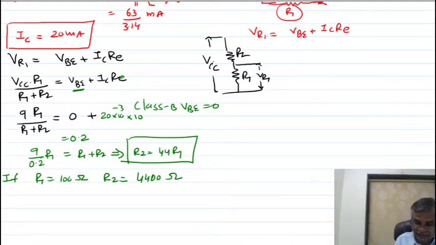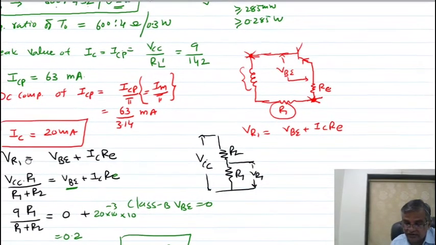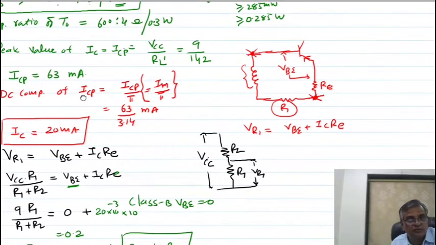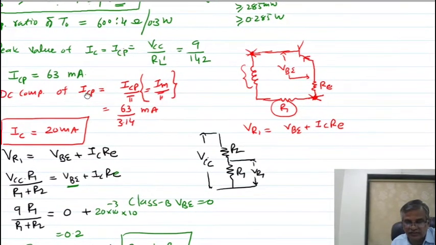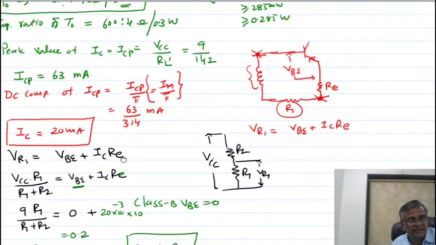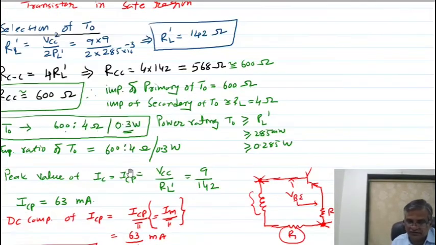So your answer to calculate R1 R2 is like this. This is the calculation. How to calculate R1 R2? VR1 is nothing but the VB. So look here what I did actually. I found the peak value of the current by dividing VCC by RL. Then from this peak value I found the DC value of the current. This is the AC component, this is the DC component. The DC current multiplied by the resistor RE is the voltage across RE.